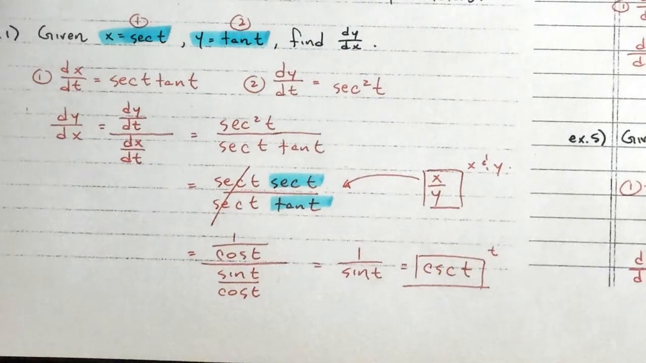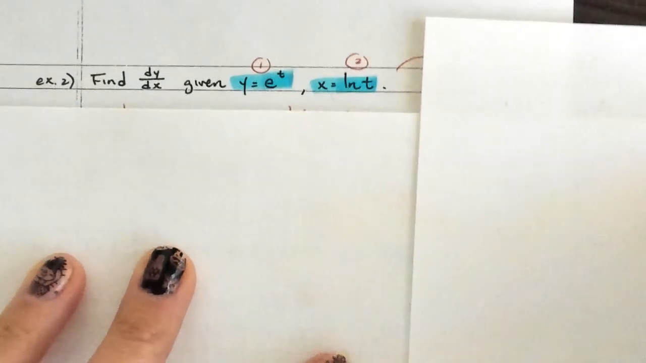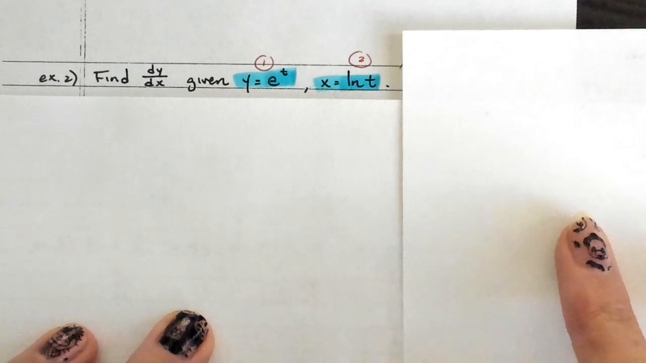Okay, so example 2. Given y equals e to the t power, x equals ln t.